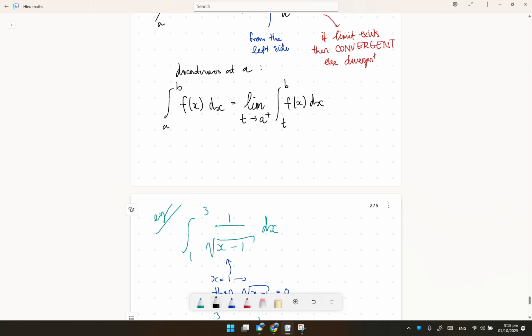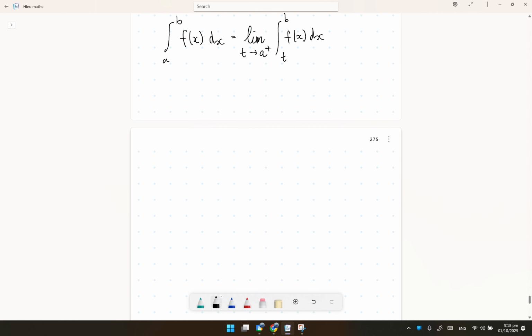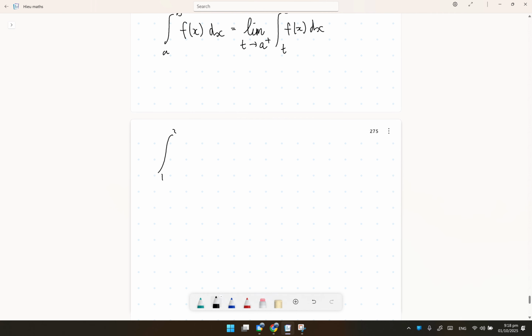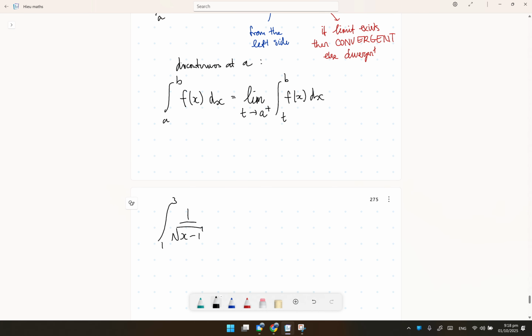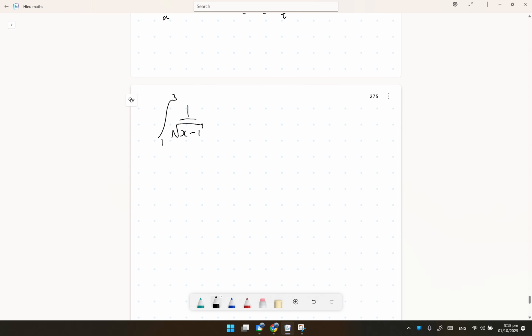Let's do one first with this example here: the integral from 1 to 3 of 1 over the square root of x minus 1. Sorry, it should be x minus 1, yeah. So where's the discontinuity? At x equals 1, x minus 1 is 0, and the square root of 0 is 0, so we end up with 1 over 0, which is impossible. That's undefined.